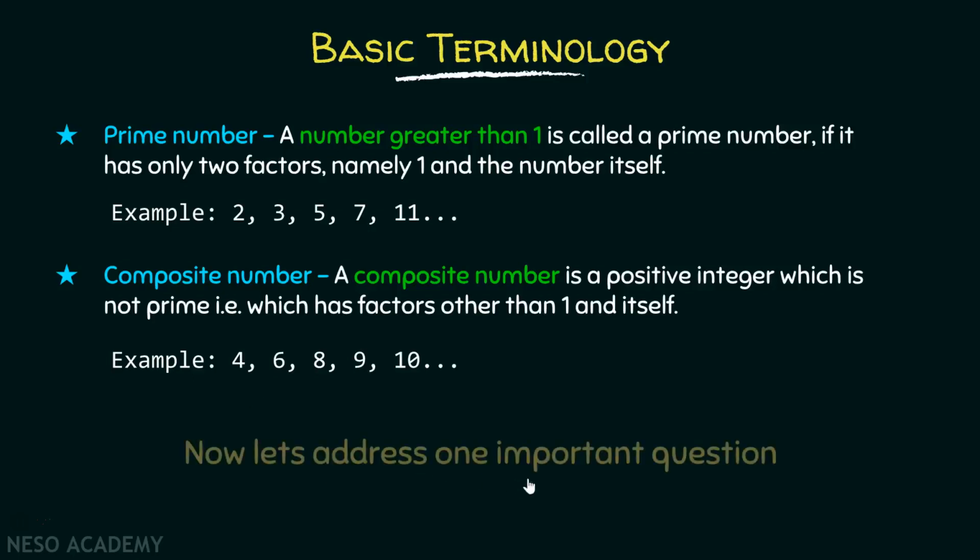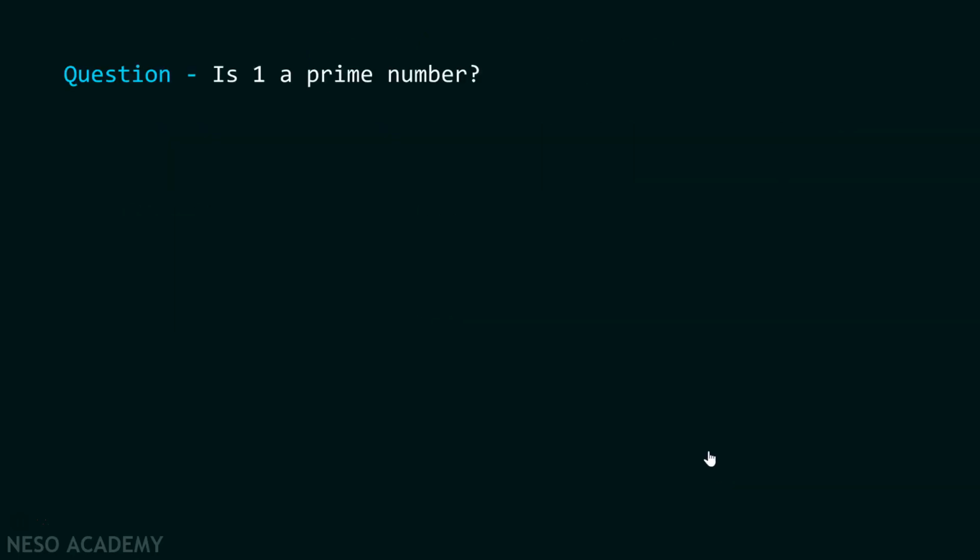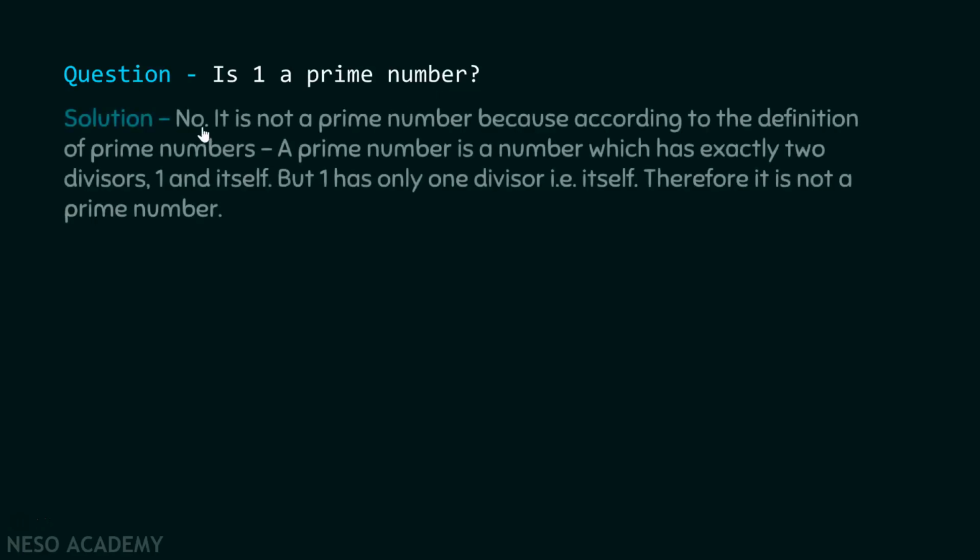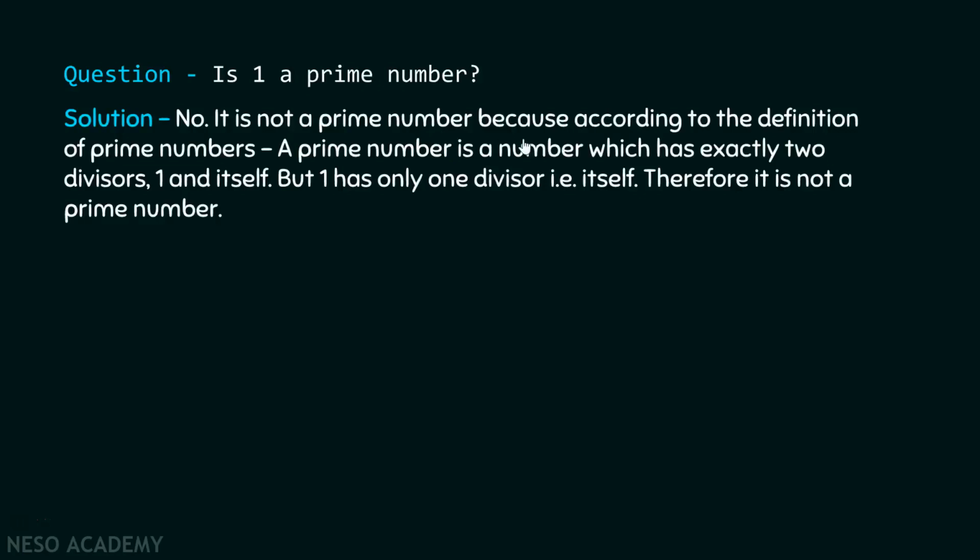Now let's address one important question. Is 1 a prime number? No, it is not a prime number. Because according to the definition of prime numbers, a prime number is a number which has exactly two divisors, 1 and itself. This is a very important point to note. But 1 has only one divisor, that is itself. Therefore, it is not a prime number, right?